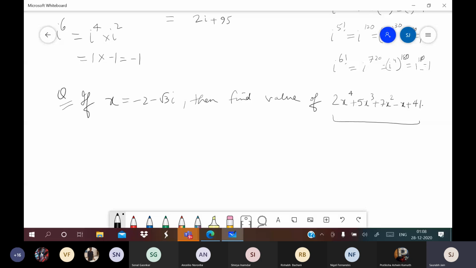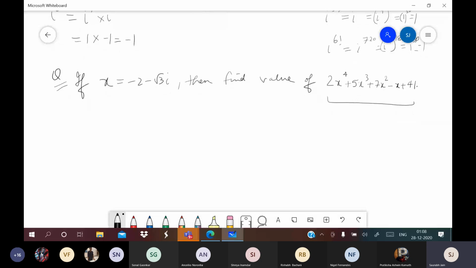Yes, does anyone have some other method here apart from value putting? See, in such types of questions, if you think that you will directly substitute this value here and then simplify, it may not be a good idea. Then what else can we do in such questions?